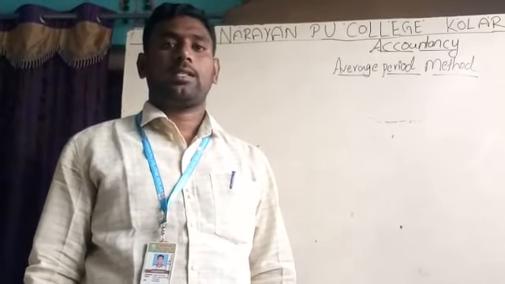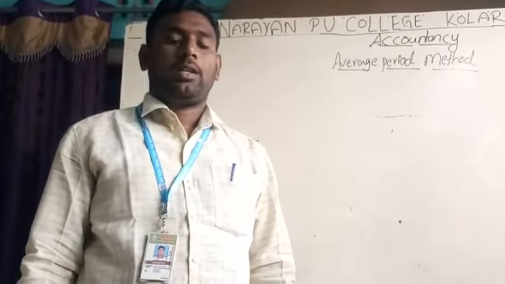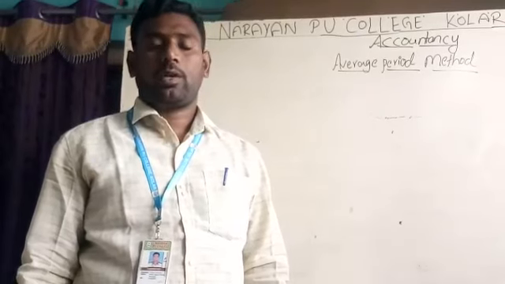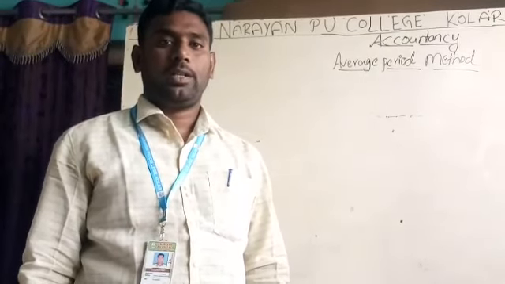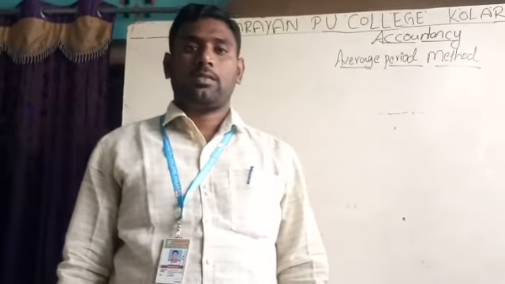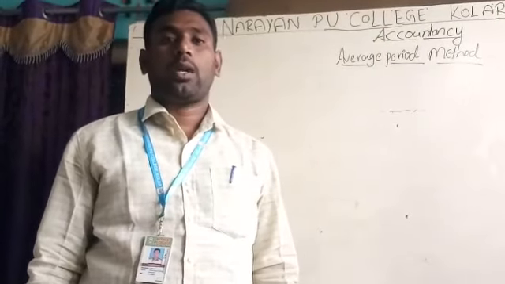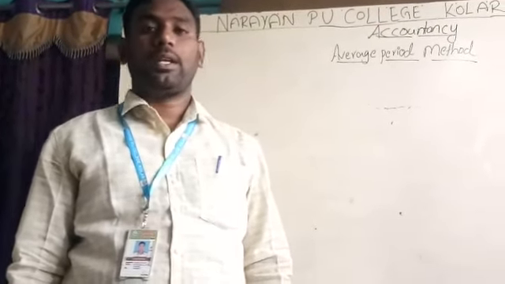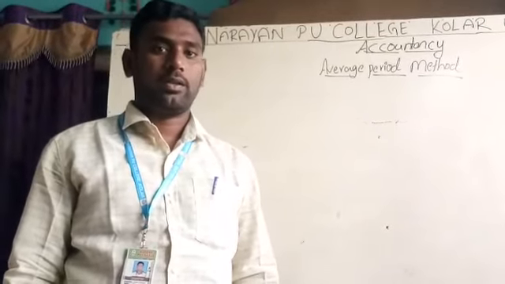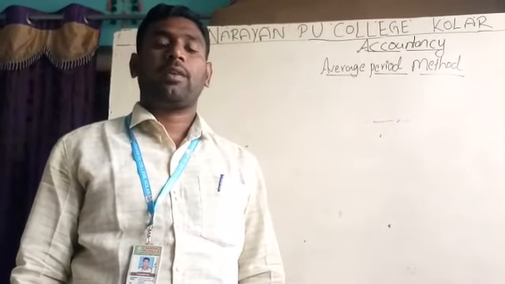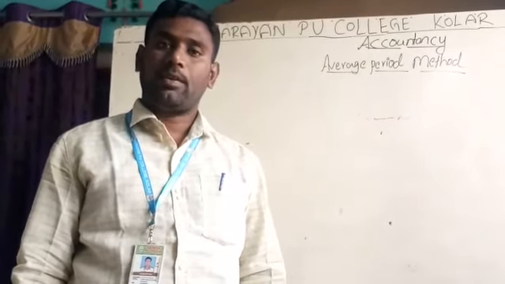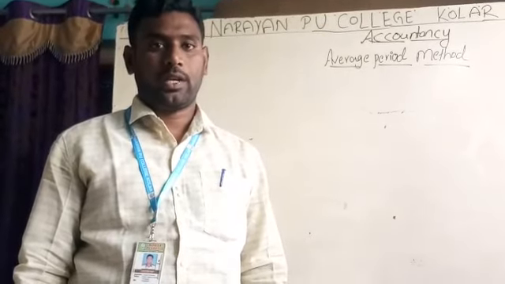Today we shall discuss the calculation of interest on drawings under the average period method. In the last class we discussed how to calculate interest on drawings if a partner withdraws at the beginning of the month, and we also know that if a partner has withdrawn at the end of the month, we have to calculate the interest on drawings.